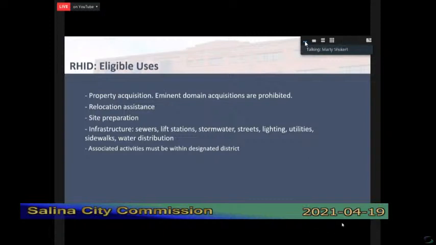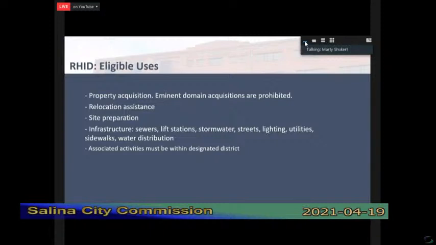Well, you can use it to buy property. You can use it to relocate people. You can use it for site preparation, that is demolition, anything, soils, remediation, anything that's needed to create a developable site. It can be used for infrastructure. So sewers, lift stations, stormwater, streets, lighting, utilities, sidewalks, water distribution, all the stuff that's needed to provide urban services is an eligible use for an RHID.